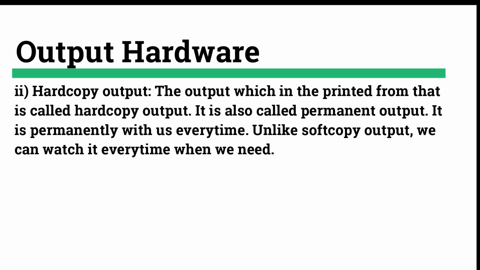Second is hard copy output. The output which is in the printed form is called hard copy output. It is also called permanent output. It is permanently with us every time. Unlike soft copy output, we can watch it every time when we need.